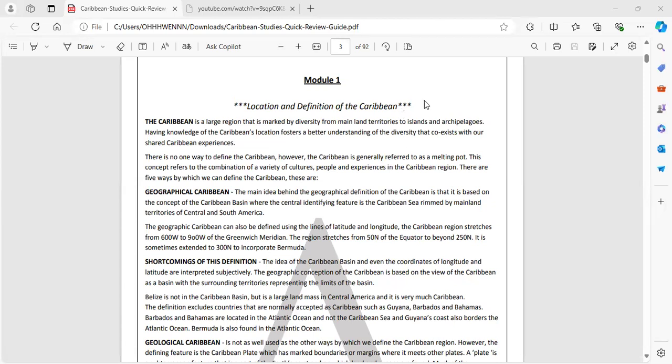Yes. All right. So as I said before, the first topic of Caribbean studies is the location and definition of the Caribbean. You have to know what the Caribbean itself is. They might ask this on Paper Two for the essay. They might ask you to identify what the Caribbean is, and they might give you a tricky scenario, give you the definition of the Caribbean, or ask who is in the Caribbean and who is excluded from it.